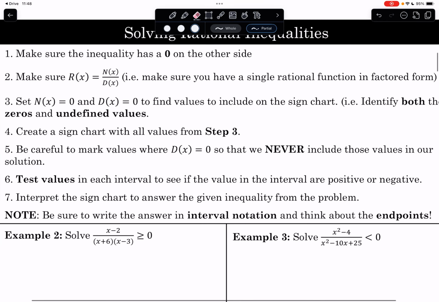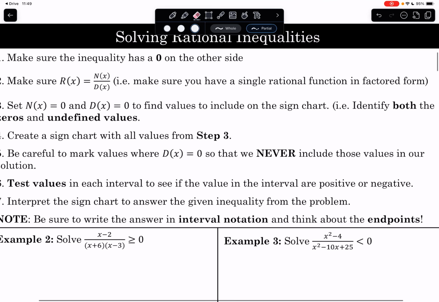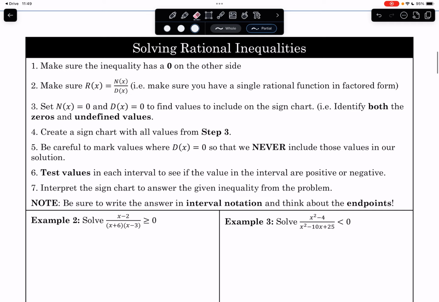Then making sure that you have a single rational function in factored form. In factored form, we're going to find again where the numerator is equal to 0 and where the denominator is equal to 0. So again, we're going to identify both the zeros and the undefined values. And using those numbers, we're going to create a sign chart, just like we did with the polynomials, with the values that we got from this step right here.